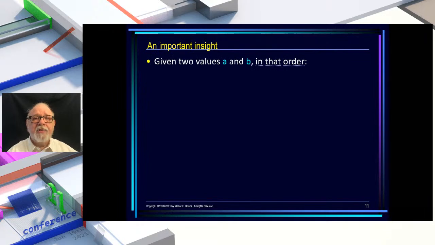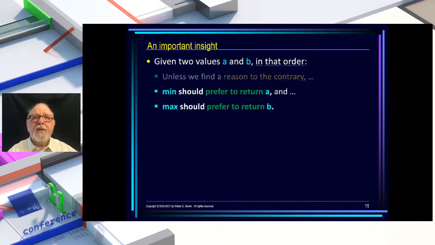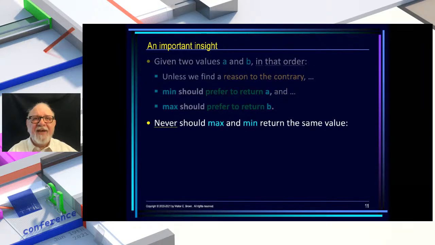So here's what I consider to be the important insight. If we are given a pair of values, let's name them A and B, and we are handed them in that order, first A and then B, unless there is a reason to do otherwise, min should prefer to return A and max should prefer to return B. Never should they return the same value.